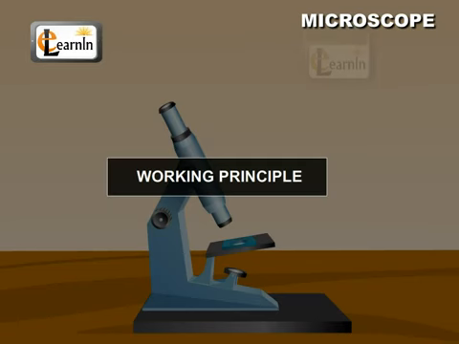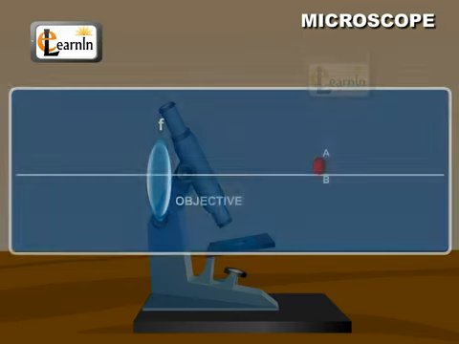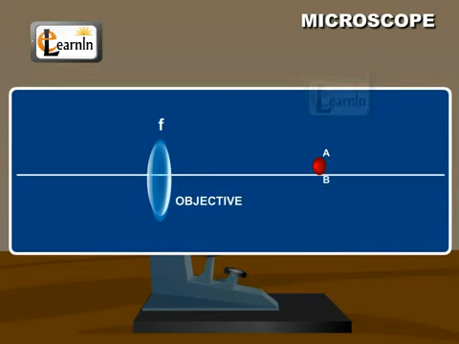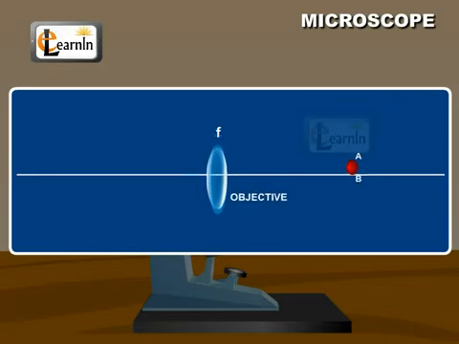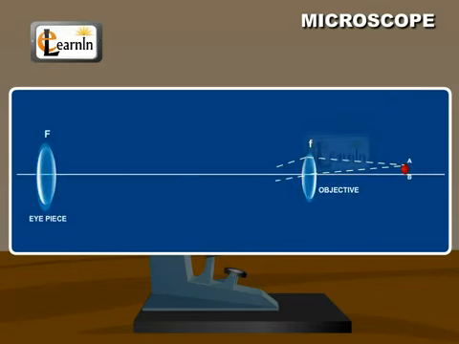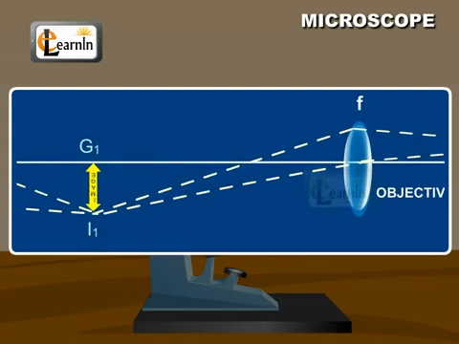Working principle. When a small object AB is placed beyond the principal focus of the objective O, a magnified image, real and inverted, I1G1, is formed on the other side of the objective beyond F.